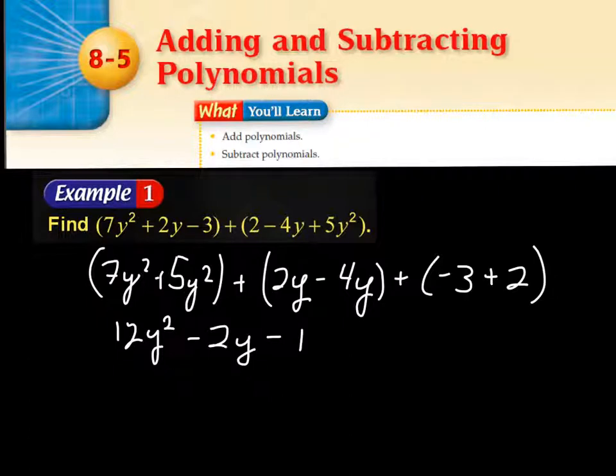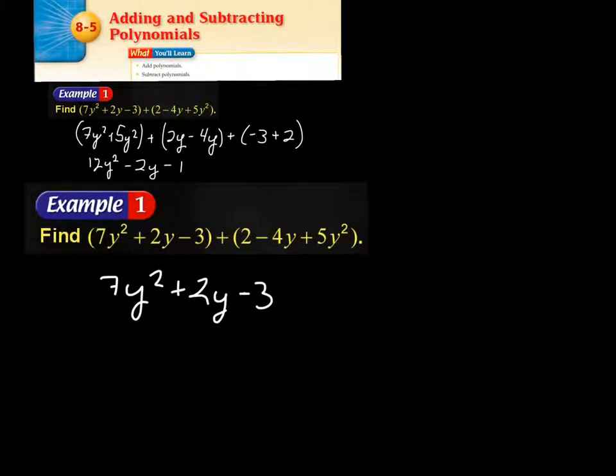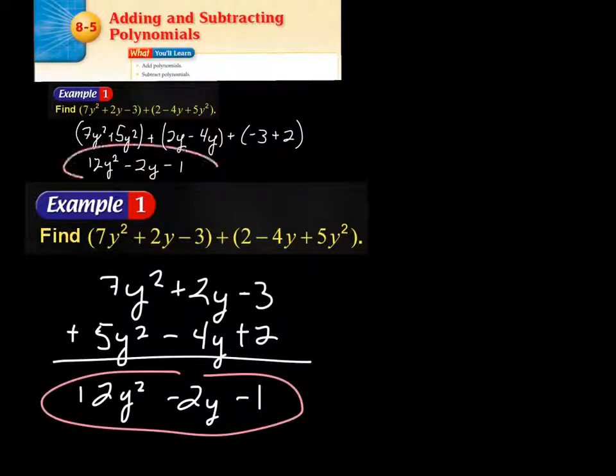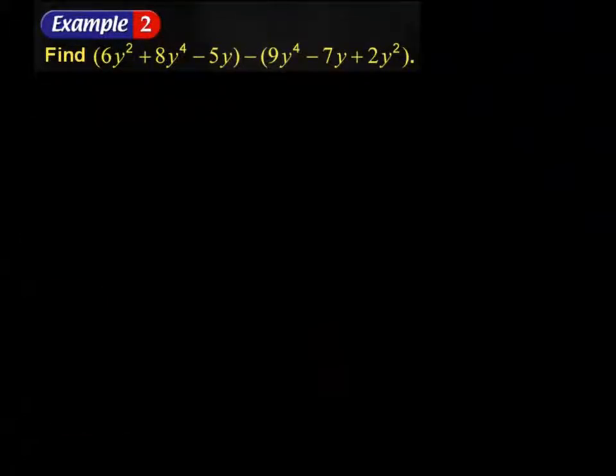Okay, I'm going to do the same problem again in a vertical format. Now, they happen to give us the first polynomial in descending order, so I'm going to rearrange the second one so it's in descending order as well. So it would be 5y squared minus 4y, and then plus 2. Then I'm just going to add my coefficients straight down. 12y squared minus 2y minus 1. I got the same answer either way, so you can choose which one you prefer. It does not matter.